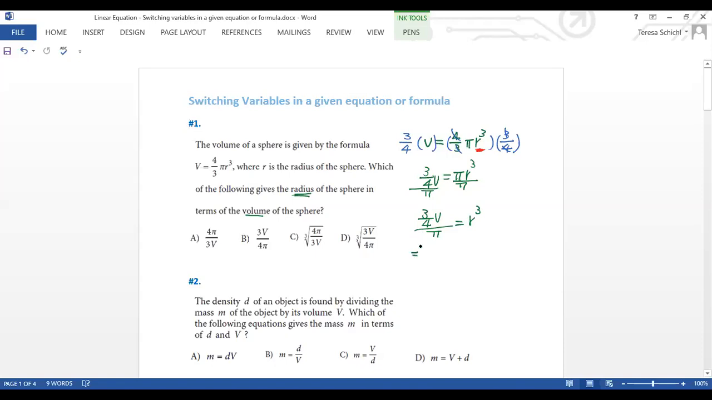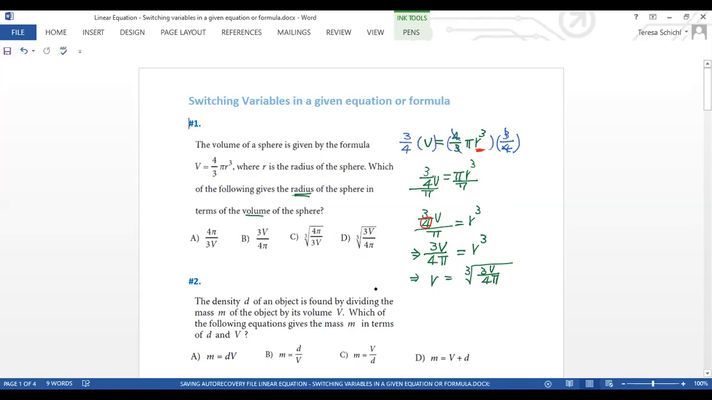Here, because this is 3/4, this is the place some students will make a mistake. The 4 is in the denominator. So here this is 4 pi, and this is 3V. Now we have r cubed. So what do you do here? You take the cube root. So you can say r equals the cube root of 3V over 4 pi.